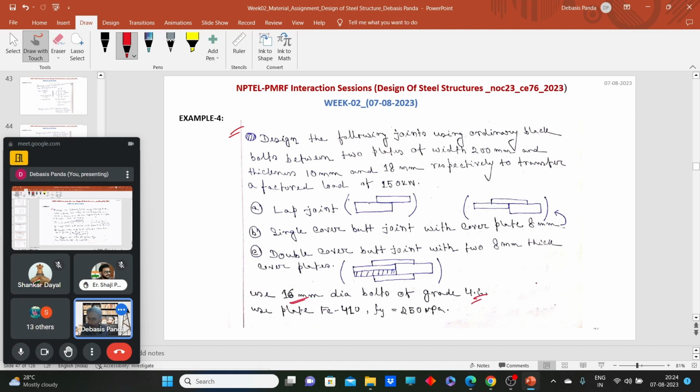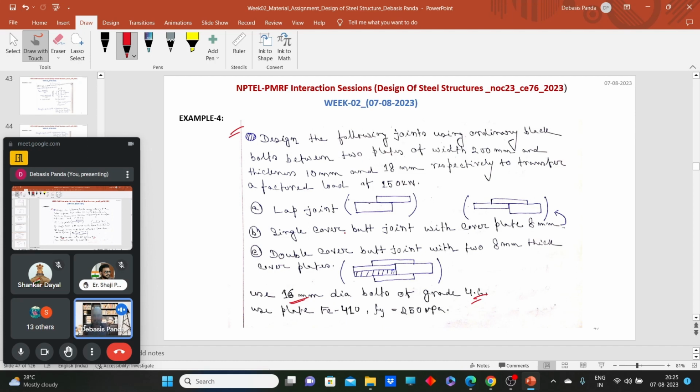grade 4.6. So what do we have to do in this design procedure? We don't have the number of bolts, we don't have that arrangement, what should be the pitch, what should be the edge, what should be the end. So what should we do for this kind of design? First, we will calculate the shear capacity and bearing capacity of a single bolt. Now we will use the assumption that the bolts in a group subjected to a direct load will share the load equally. So we can calculate the number of bolts, then we will arrange them.